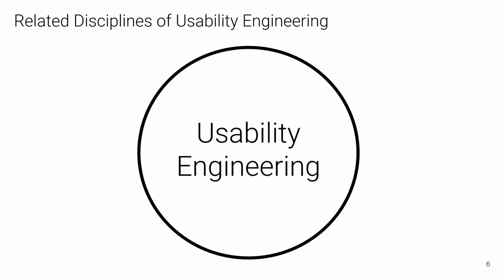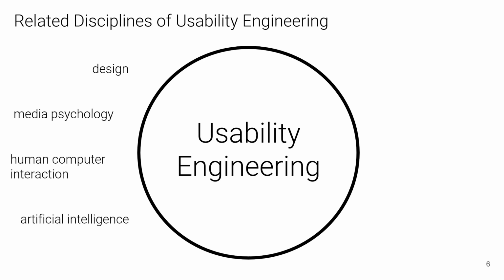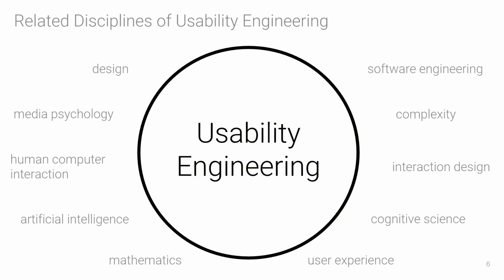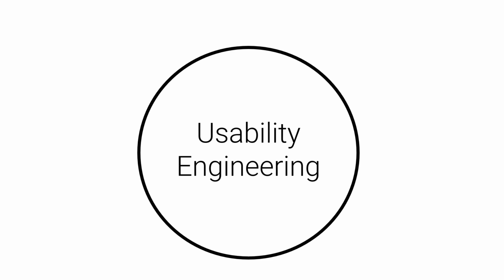When we look at usability engineering, we will quickly realize that a number of different related disciplines come together here. The most important of these are certainly design, media psychology, human-computer interaction, artificial intelligence, mathematics, software engineering, complexity, interaction design, cognitive science, and user experience. We want to place usability engineering at the center of our considerations now and take a look at how this term, from my perspective, can be easily understood.